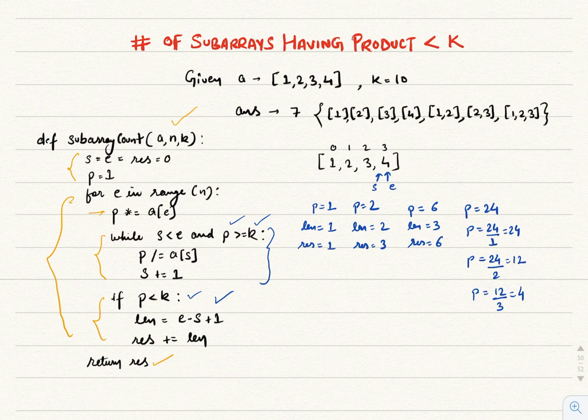So it will move to this if condition. Now length will become end minus start, which is 3 minus 3, 0, plus 1, which is 1, and result will become 6 plus 1, 7. When it goes to the for loop, as the end has already been reached, it will come out of the for loop and return the result, which is 7. So this is how we get our required result, which is 7. Thank you.